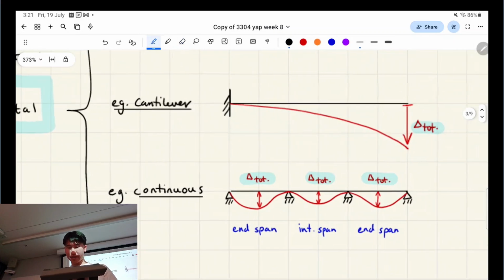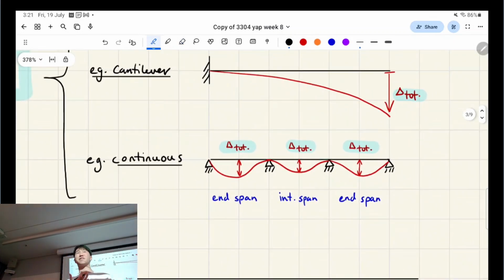For a continuous beam, it's actually quite complicated. The deflection looks roughly like this, right? But because of the complexity of it, we only really care about the deflection in the middle of each of these spans. The max deflection might actually be slightly offset to the side, but we just take it as the middle because it makes our calculations easier. We don't need to find the exact location of that max deflection.